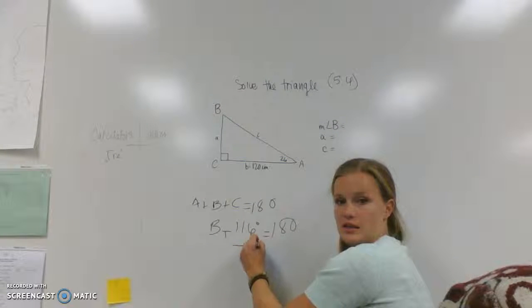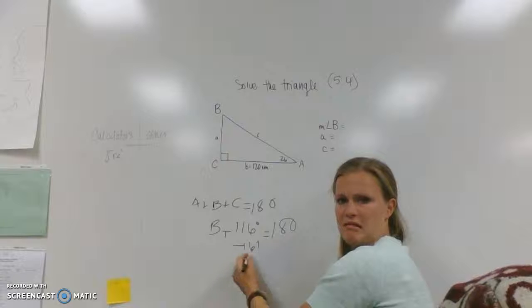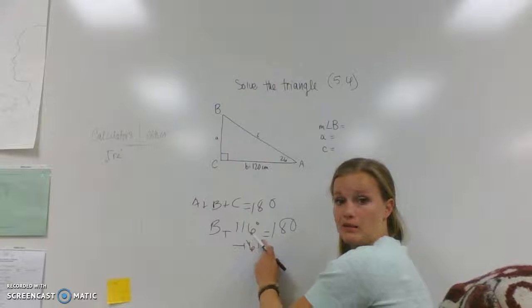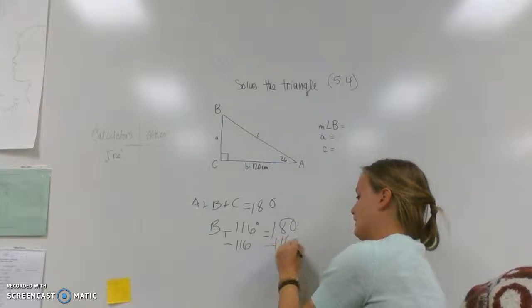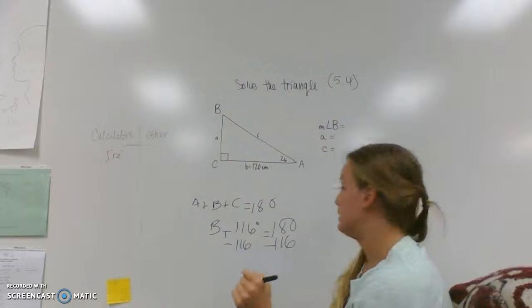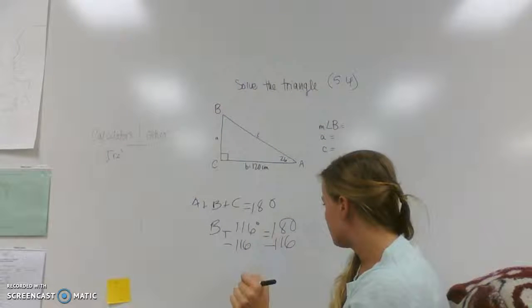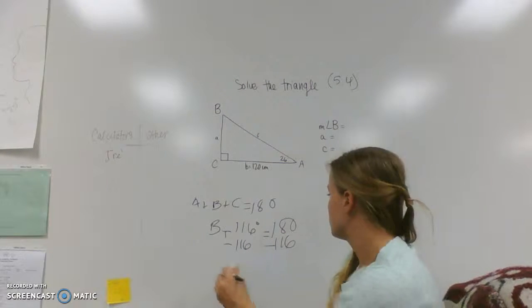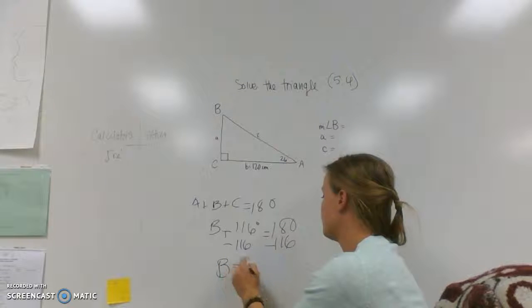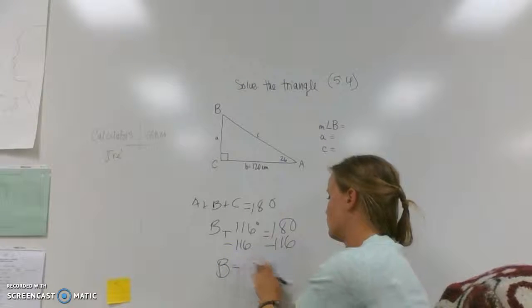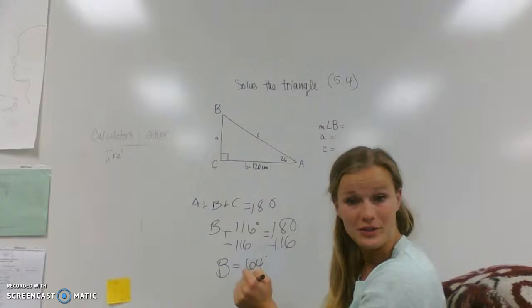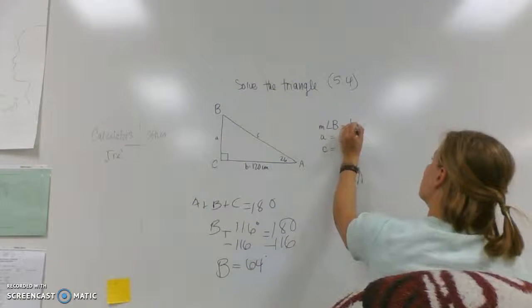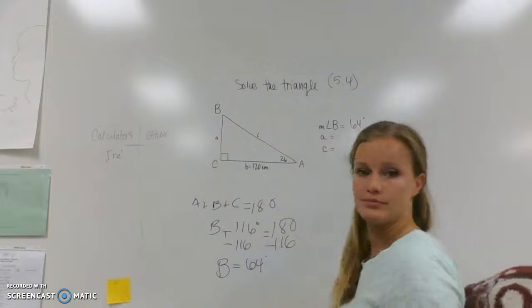Subtract 116. And then that is equal to 64. Sorry, 64 degrees. So we got angle B is 64 degrees.